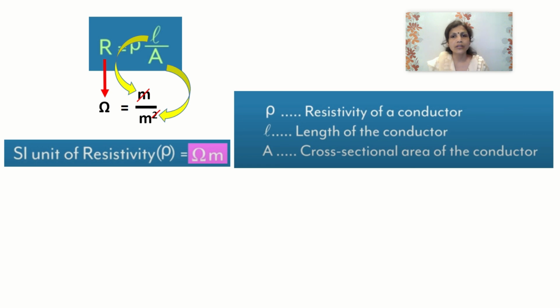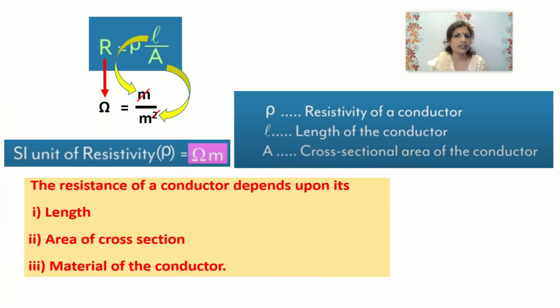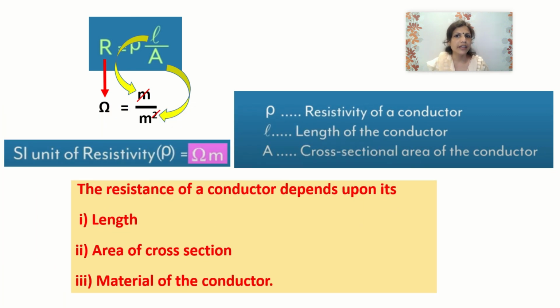So from all the activity which we have discussed, we can conclude that the resistance of the conductor depends upon the length of the conductor, the area of cross section of the conductor, and the material of the conductor. When you increase the length, resistance increases. When you increase the area of cross section, resistance decreases. And when you change the material, its resistance is different.